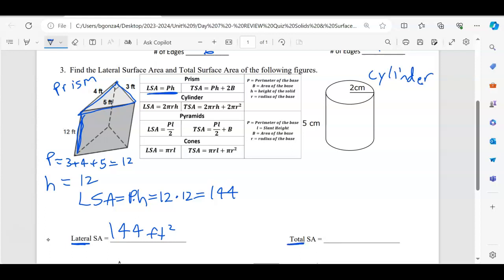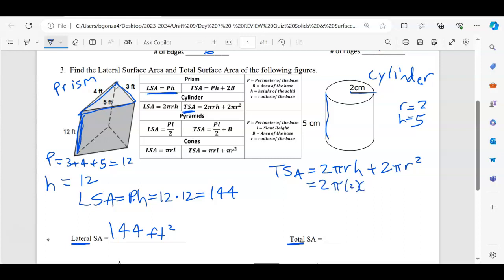This says total. So I'm going to do cylinder total surface area. And then for total surface area, I need to know pi, R, and H. So the R is 2. The height is 5. So the total surface area is 2 pi r h plus 2 pi r squared. So 2 pi 2 5 plus 2 pi 2 squared.